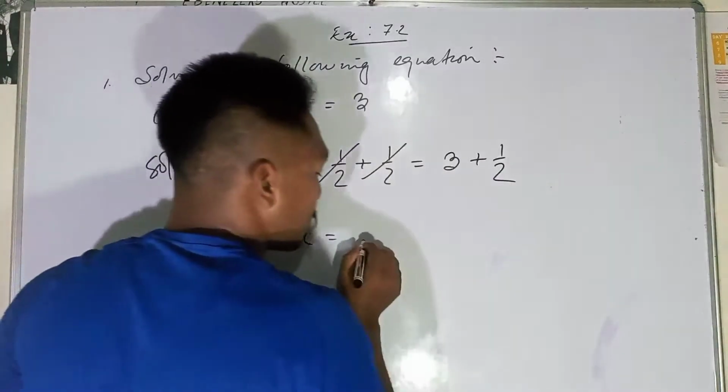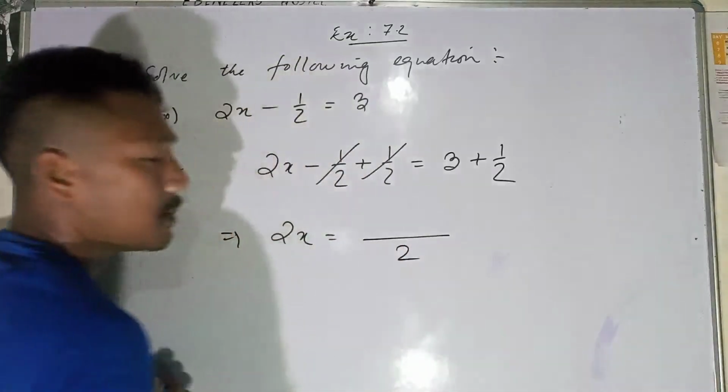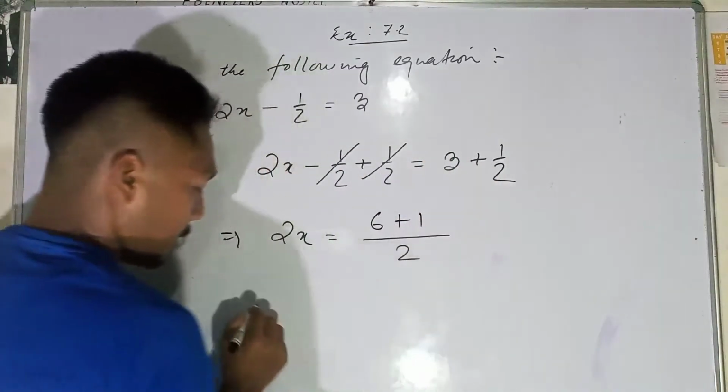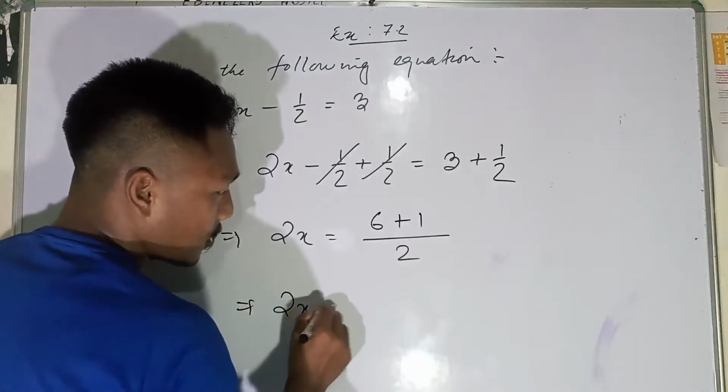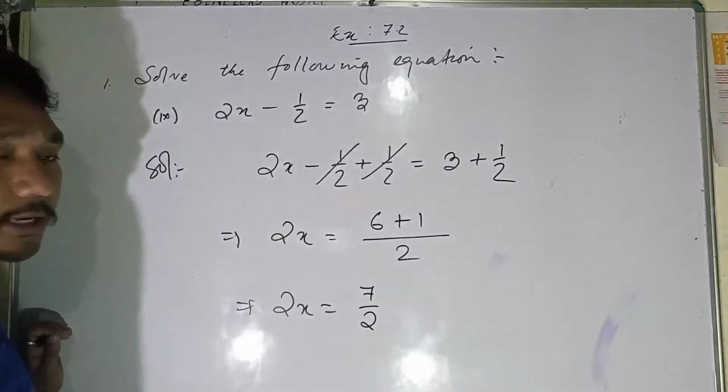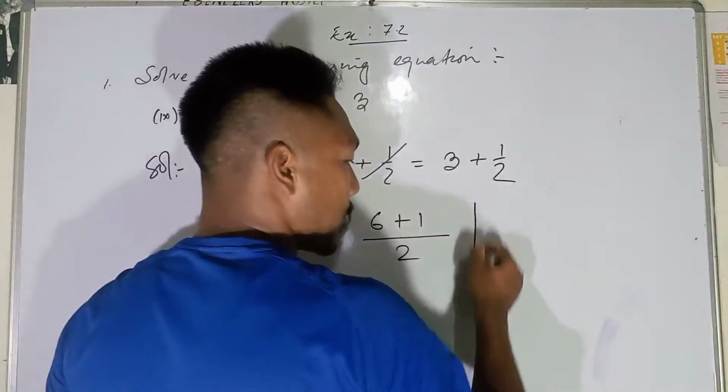Now I'll take the LCM of this, that means 2 will be the LCM. Okay, so 3 twos are 6 plus 1. Then what is the answer here? 2x is equal to 3 twos are 6 plus 1 is 7 by 2. Now I want to remove this 2 again.